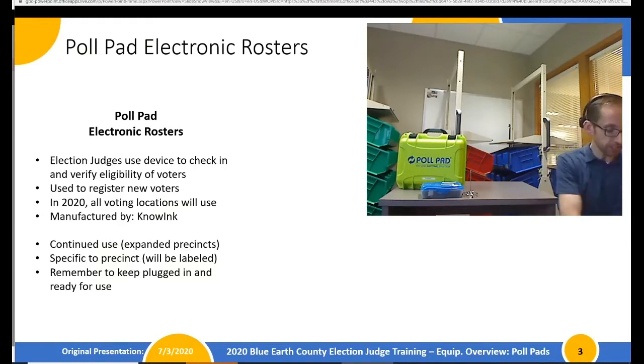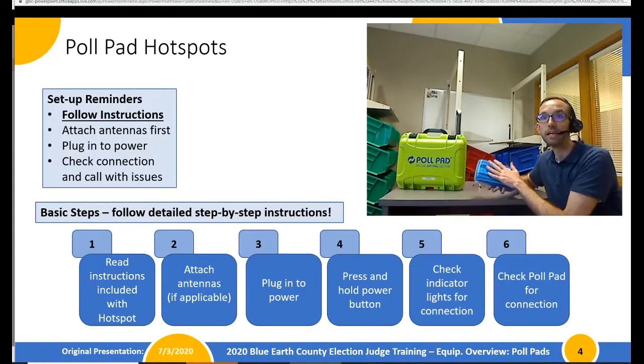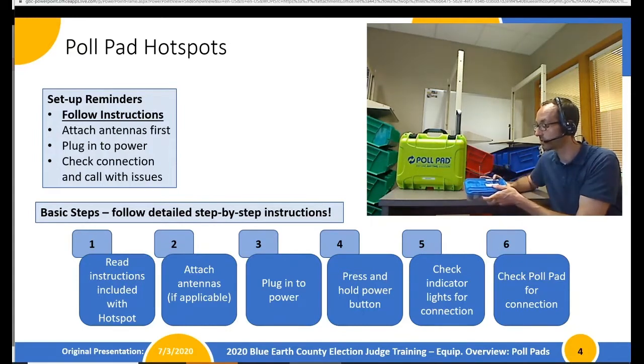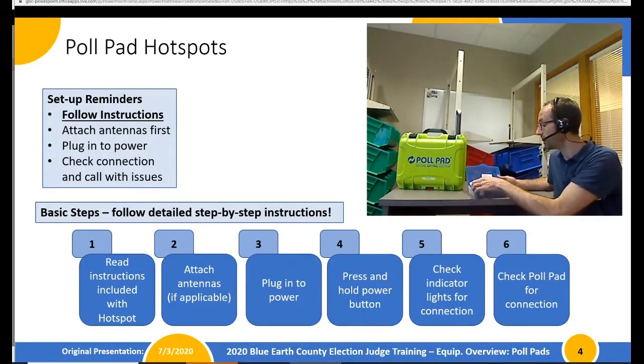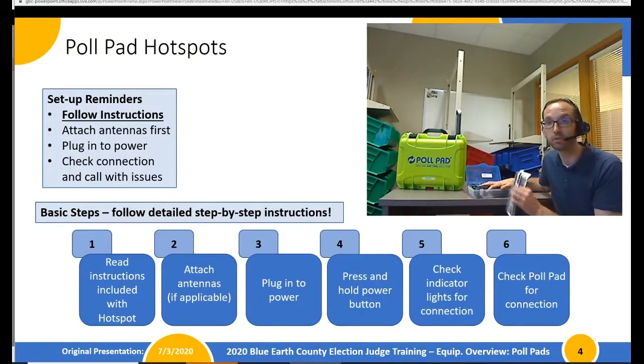So let's actually get our hotspot set up. I want to spend a little bit more time talking about the hotspot. The hotspot, again, is what passes data along to the other computers and other poll pads in the polling place, as well as our central computer back at the county. We use two different poll pad hotspots, and they each are going to come with their own set of instructions. So depending on which one gets deployed to your polling place, follow the instructions for that one.